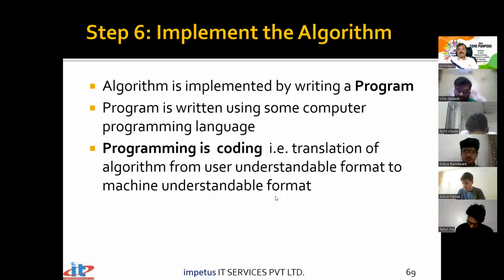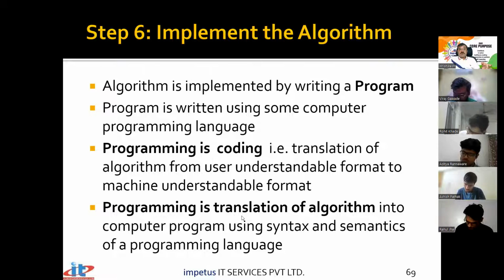So we'll translate your algorithm into that format. Coding is what we are going to do now. In general, programming is everything, but here in this case, programming is coding. You're going to write a program. That means you're going to code. That means you're going to translate that particular algorithm into a computer program that the machine understands. Rather, I should say coding is translation of algorithm into a computer program using syntax and semantics of a programming language. Let me make that change.